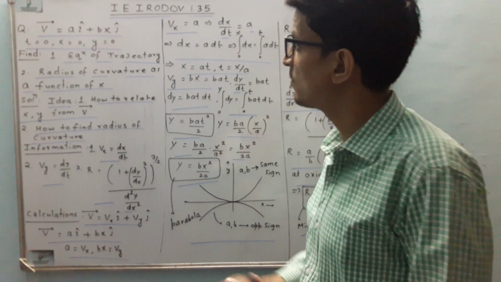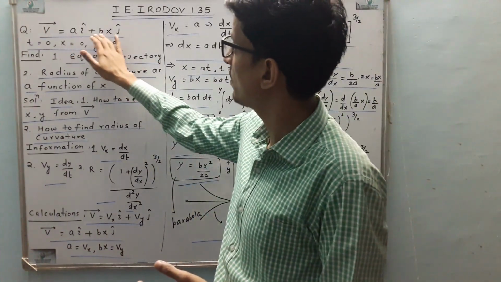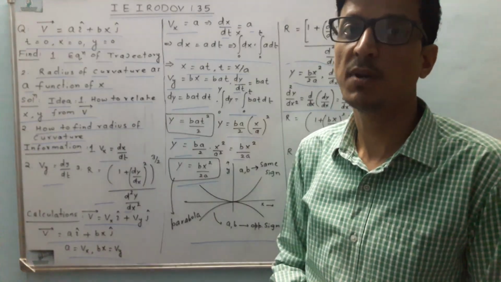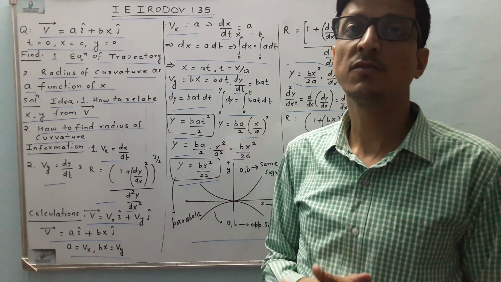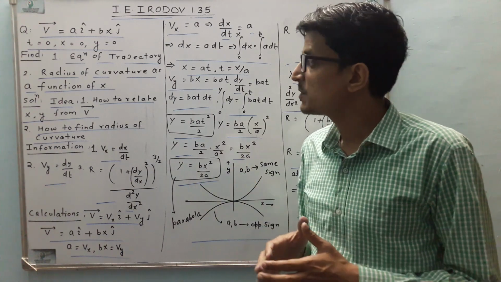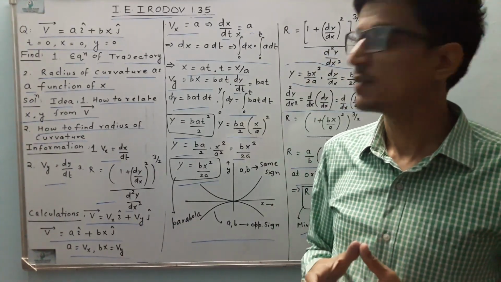The question says that velocity of a particle moving in space is given by a i cap plus bx j cap, where x, y are the coordinates of the particle moving in xy plane. Initially, both coordinates are 0. That means particle started from the origin of coordinate system. We need to find the first part is equation of trajectory, and the second part is radius of curvature of the particle as a function of x.